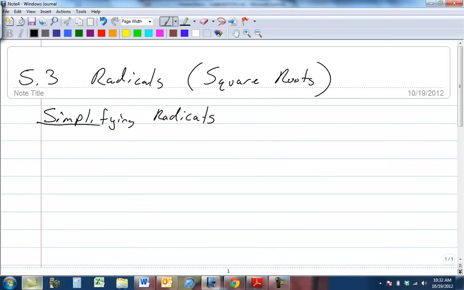I almost put a T in there. Simplifying radicals. Start off with the square root of 12. The square root of 12.